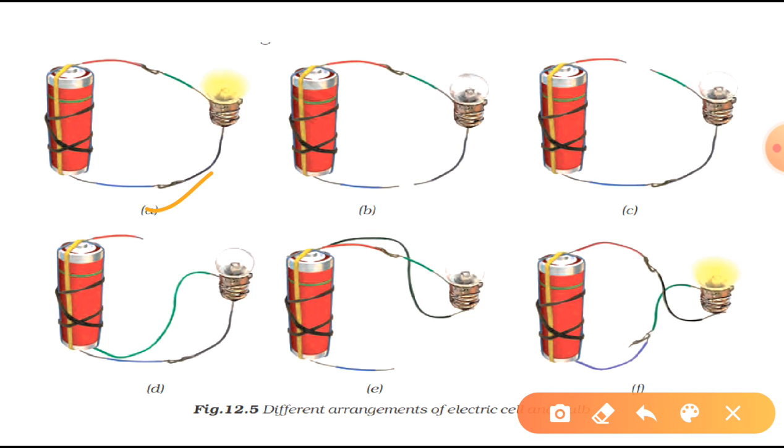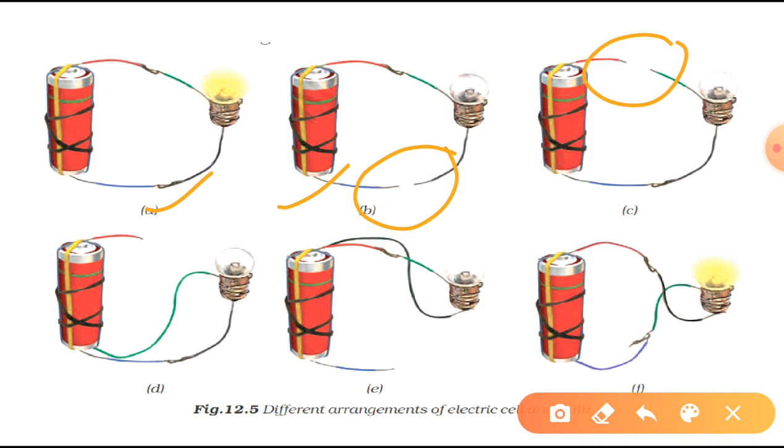Here you can see the bulb is not glowing. Can you find out the reason? You can. Have a look. This end is free. It has not been connected properly. So that's why the bulb is not glowing. In picture C, you can see this end is not closed. Okay, this end should have been attached together.